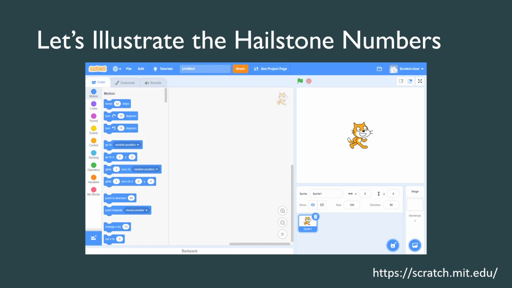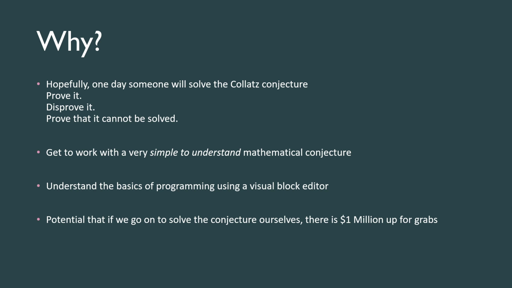Okay, the question is, why are we going to do this then, I suppose? Hopefully one day someone out there may solve the Collatz conjecture. But by solving it, that could either be proving it, disproving it by finding a very, very large number that doesn't satisfy the conjecture, or proving that it can't be solved, which would in a way also be a solution.